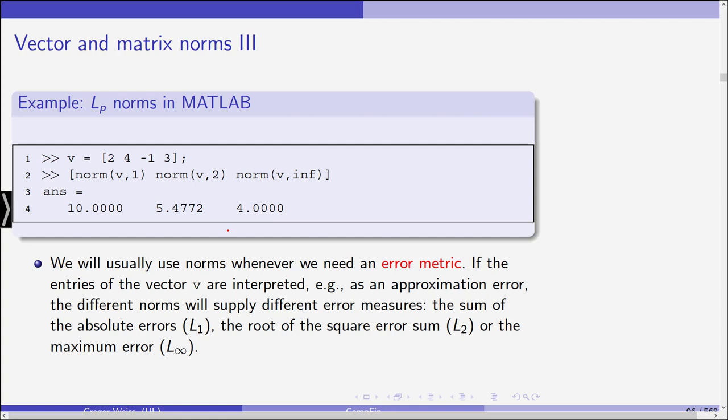So if the entries of the vector v are interpreted, for example, as an approximation error, the different norms will supply different error measures. For example, the sum of the absolute errors, that's the L1 norm, the square root of the sum of squared errors, that's the L2 norm, sorry, and the maximum error, that's the L infinity norm.